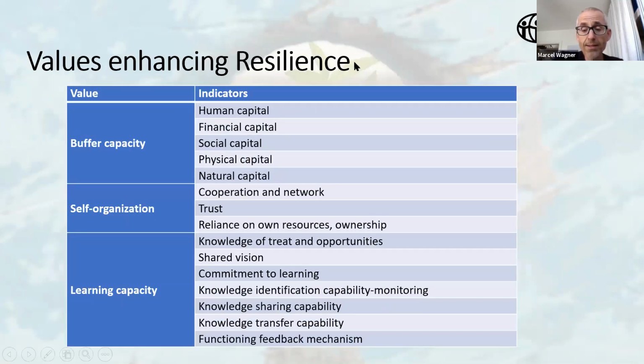Here, some values on enhancing resilience. There are also three major values. The first one is buffer capacity. On the buffering capacity, it's very simple. If the bank account is empty, we have not much money to go and buy food. So human capital, financial capital, social capital, physical capital, natural capital, these are all important capitals or resources that are needed to buffer capacity.